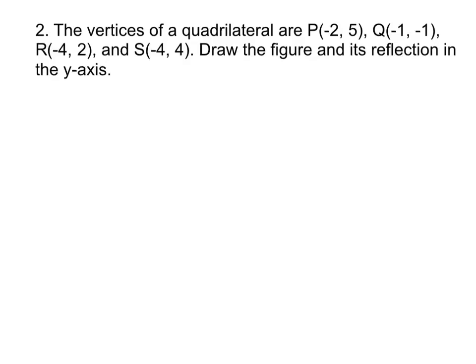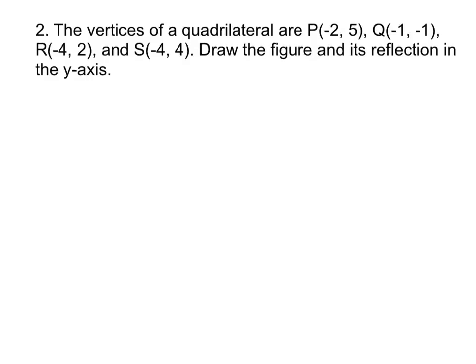Now in example 2, if you want to write this down, you can, but I want you to at least pay attention. You don't need to write this problem down, but you can if you want. So we have the vertices of a quadrilateral are at P -2, 5, Q -1, -1, R -4, 2, and S -4, 4. Draw the figure and its reflection in the y-axis.